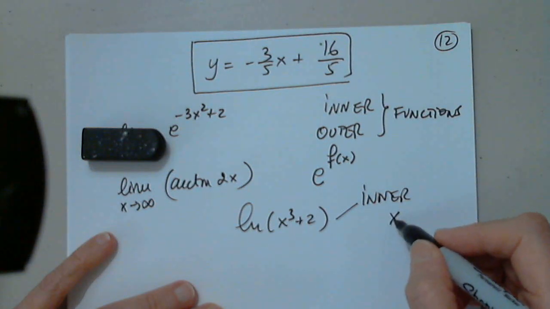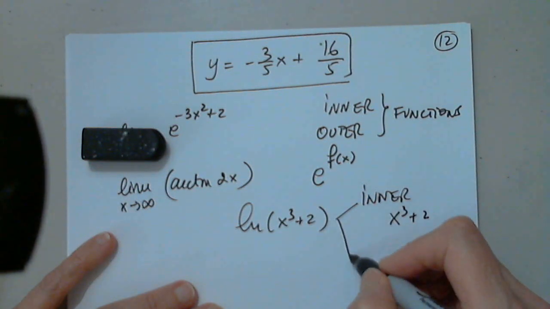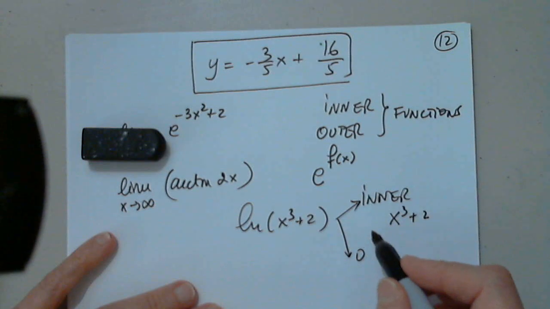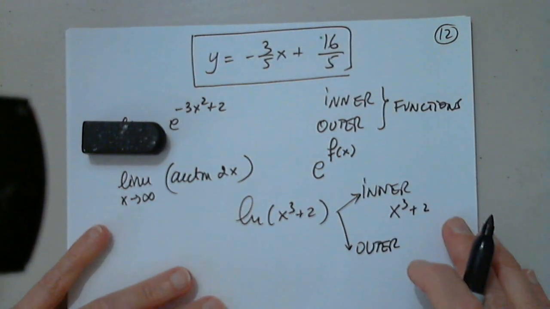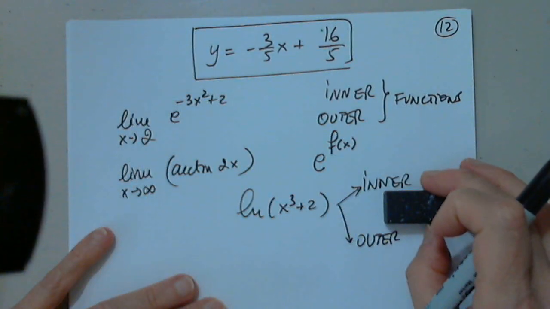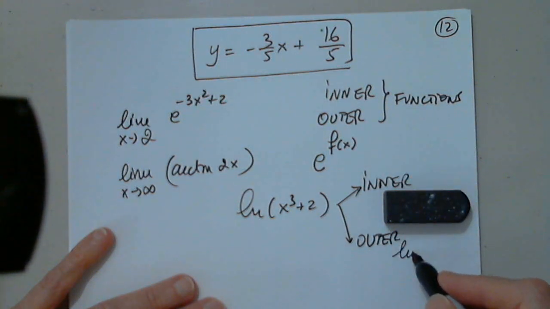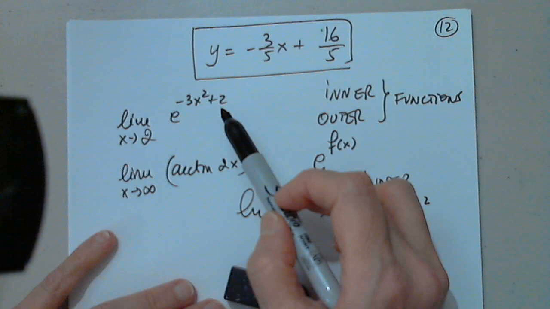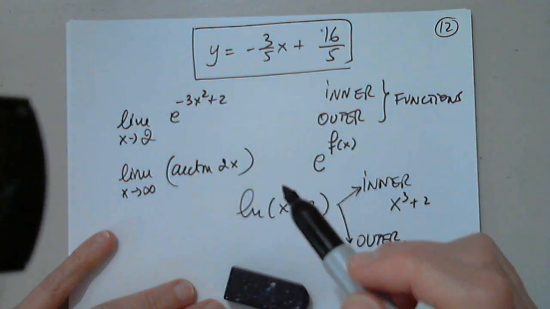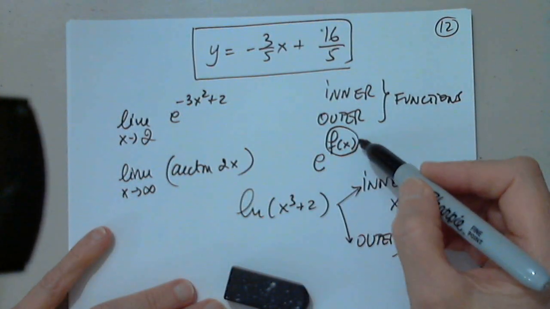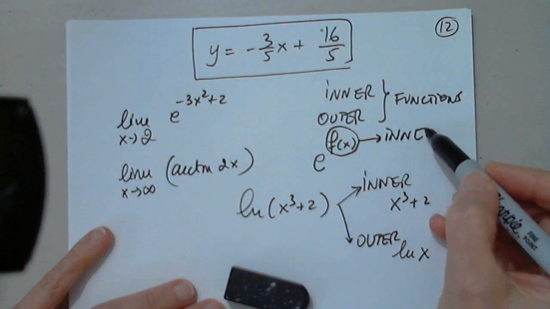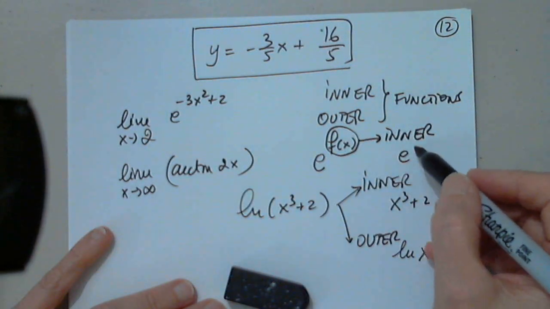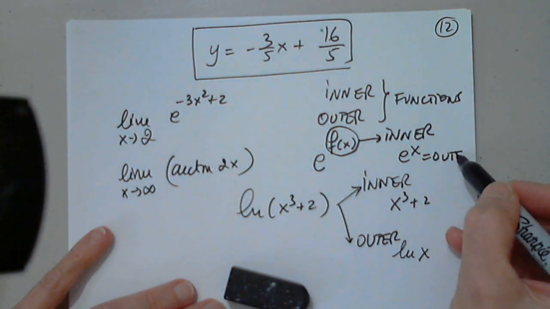The x cubed plus 2. Of course. And then what will be the outer? Natural log. Natural log x, indeed. So when I'm given something like this, first I have to identify the inner. And of course, this is the inner. And then e to the x is the outer.